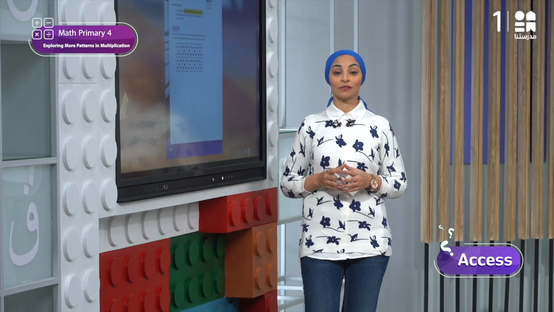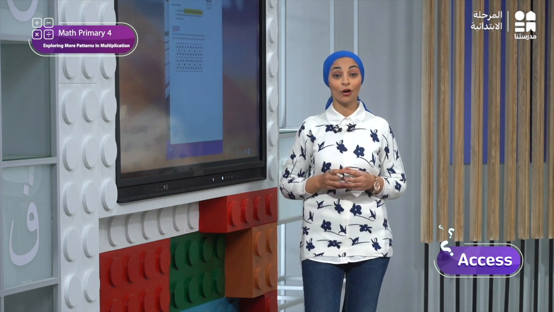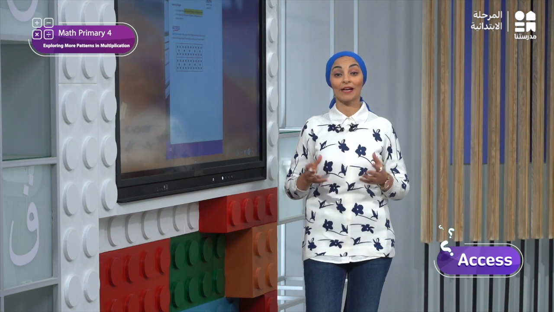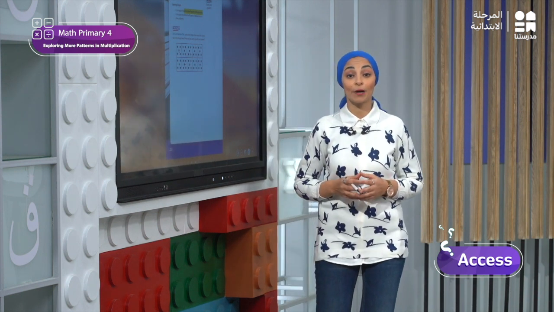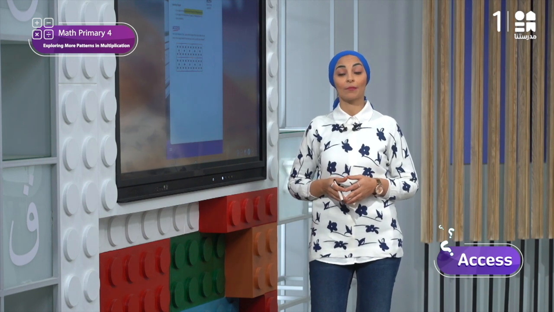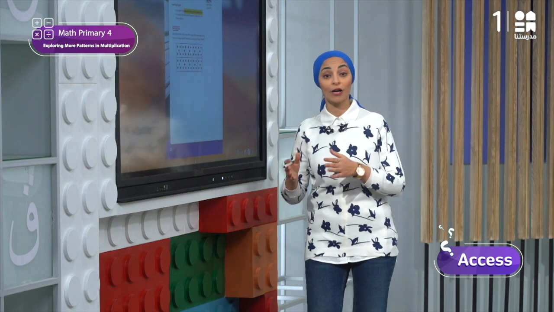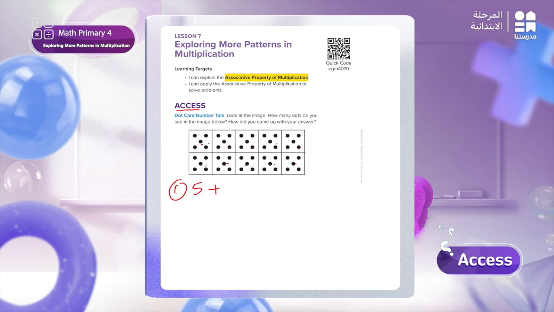And now that you have finished, let's see how we can count the number of dots on the cards. Can someone tell me, I can skip count by 5? Someone could solve it by skip counting by 5. I will start with 5 and add 5 10 times. Let's solve it this way. I can do 5 plus 5 plus 5. I will write 5 10 times.